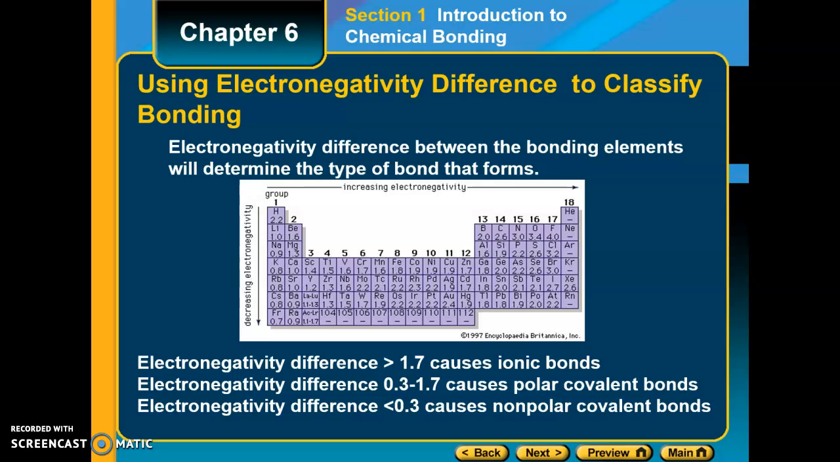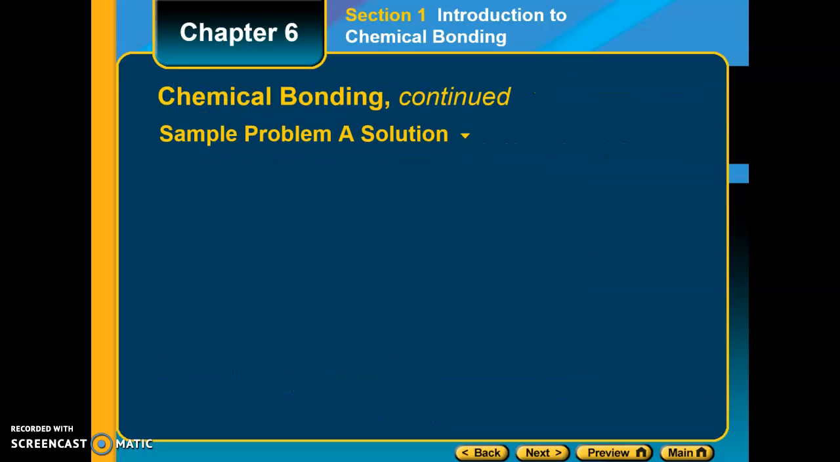So subtract the larger from the smaller and find out if the electronegativity difference is greater than 1.7. If it is, we would say that's going to form an ionic bond. If instead the electronegativity difference falls between 0.3 and 1.7, that's a covalent bond, but specifically a polar covalent bond. They're not playing nice. They're not sharing those electrons equally. And if the electronegativity difference is very small, less than 0.3, then they are sharing very equally, and we say they are nonpolar covalent bonds.